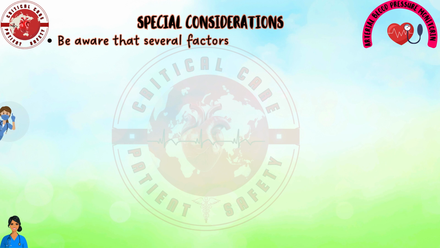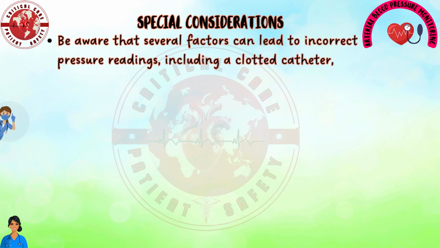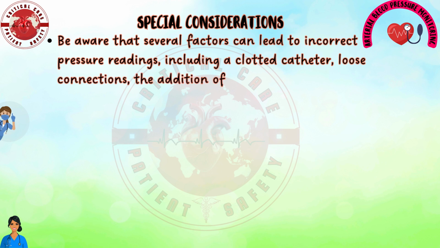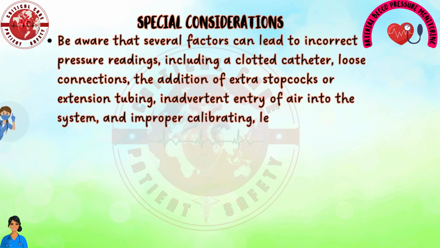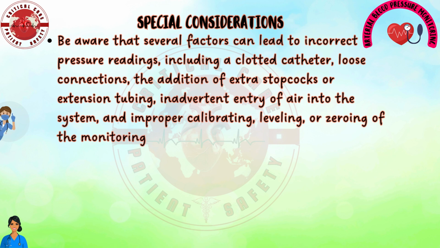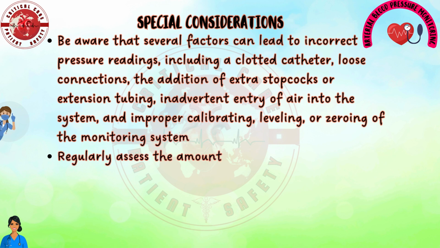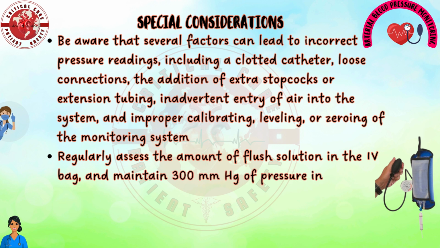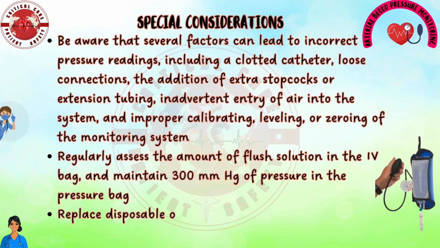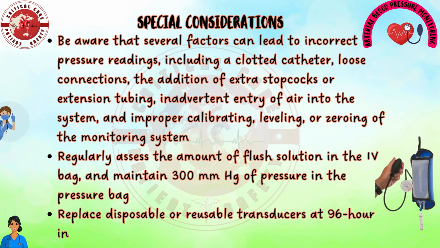Be aware that several factors can lead to incorrect pressure readings, including a clotted catheter, loose connections, the addition of extra stopcocks or extension tubing, inadvertent entry of air into the system, and improper calibrating, leveling, or zeroing of the monitoring system. Regularly assess the amount of flush solution in the bag, and maintain 300 mm of mercury of pressure in the pressure bag. Replace disposable or reusable transducers at 96-hour intervals.